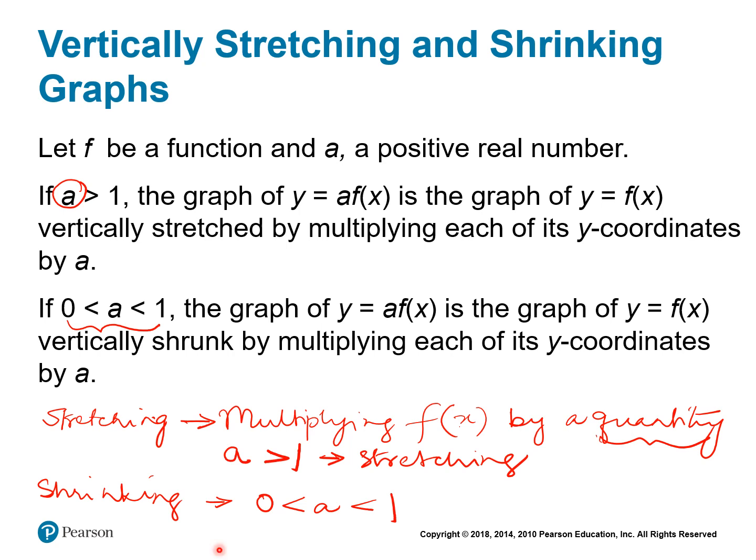Just keep in mind that in stretching and shrinking, you are multiplying f of x by a quantity, which we often represent with the letter a. It's stretching if a is a value greater than 1. If a is a value between 0 and 1, less than 1 but greater than 0, which makes it a fractional value, then it's shrinking of the graph. So we'll go through an example, and maybe that would help us understand it a little.